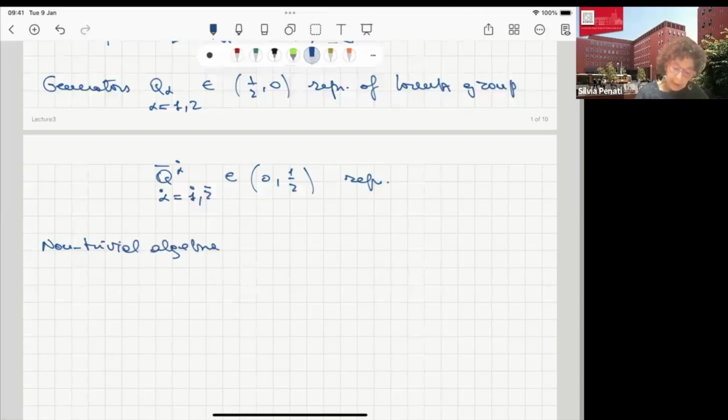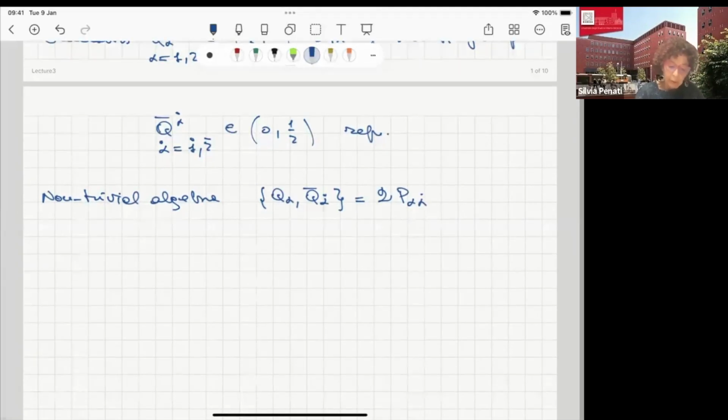Okay, so what we found in particular is that Q and Q bar satisfy a non-trivial algebra. Because acting on fields explicitly, we proved that if you consider the anti-commutator of these two spinorial objects, what we find is 2 times P alpha alpha dot. Remember that we define P alpha alpha dot as sigma mu alpha alpha dot P mu, in terms of the four-component momentum P mu.